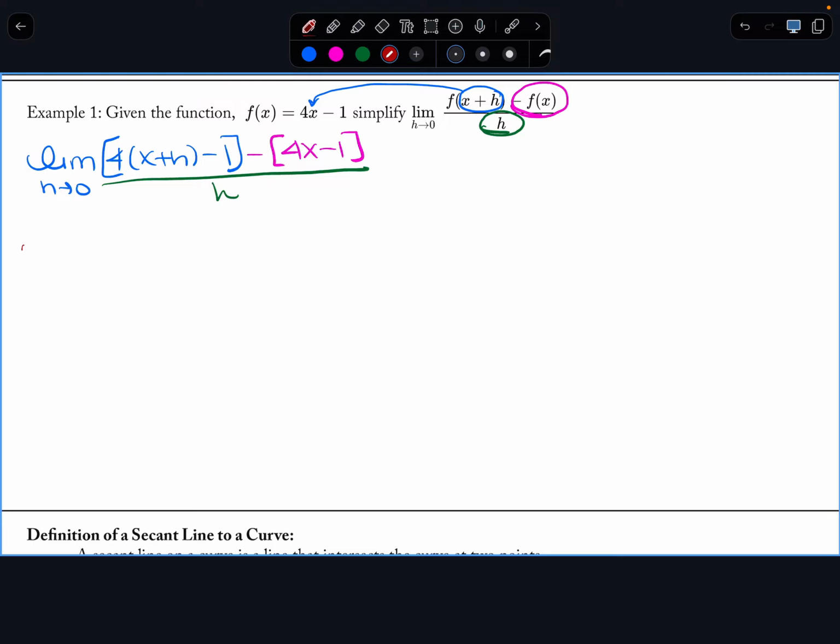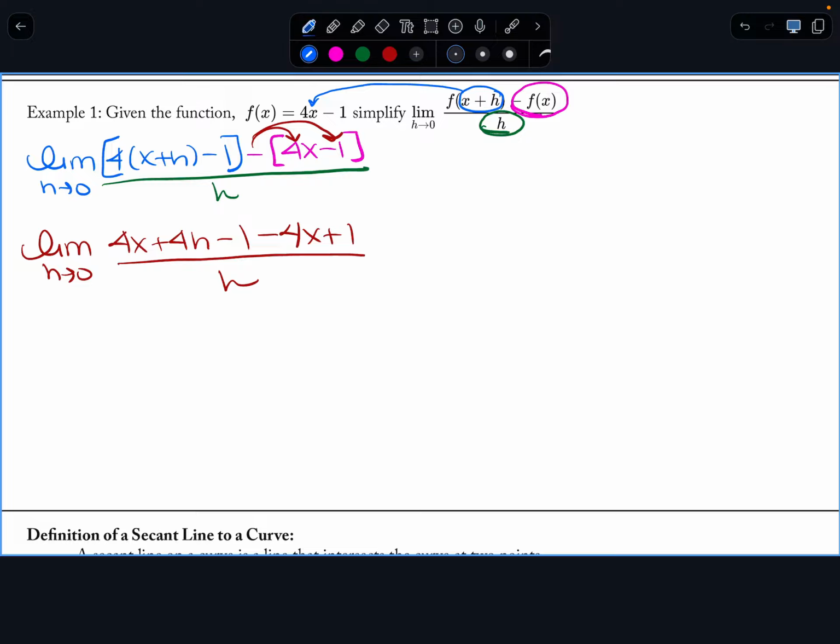So I take my limit as h approaches 0, 4x plus 4h minus 1, and I distribute my negative to both terms, minus 4x plus 1, all over h. And what you'll notice is that my 4x's cancel out. My negative 1 and my positive 1 cancel out. So I'm left with the limit as h approaches 0 of 4h over h.